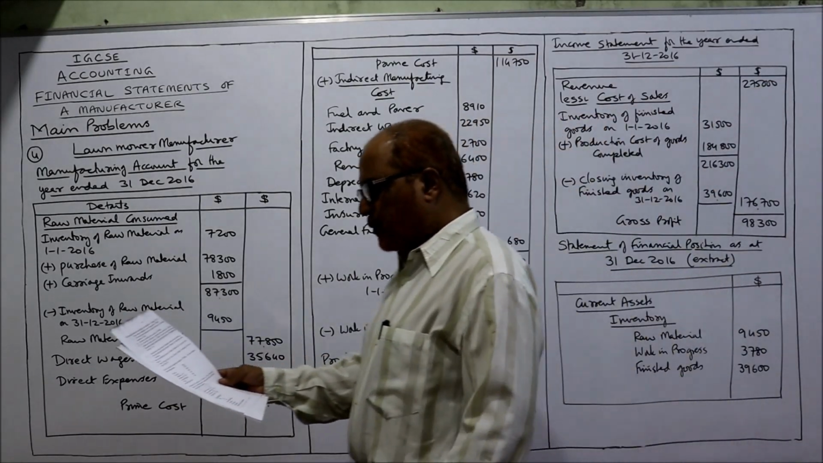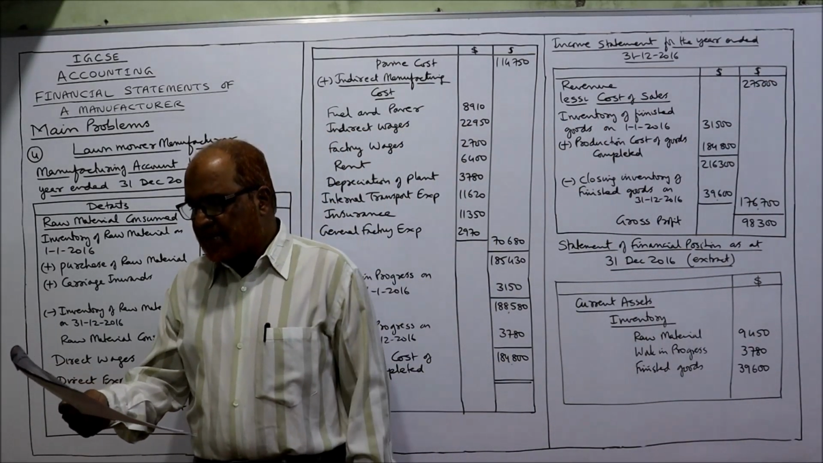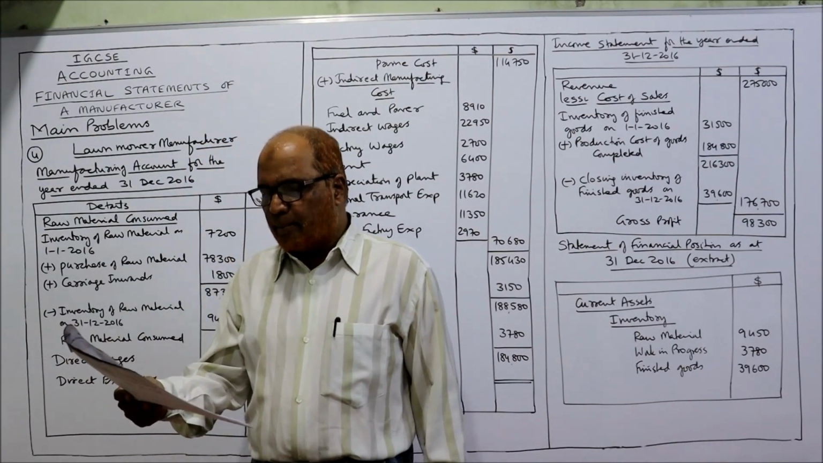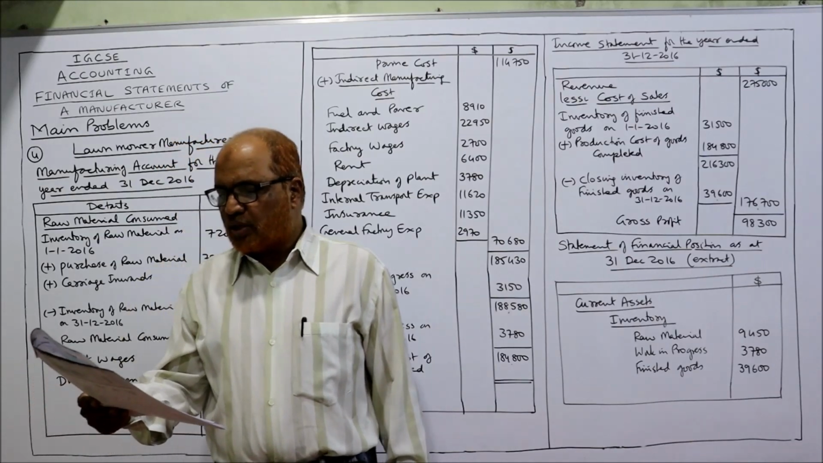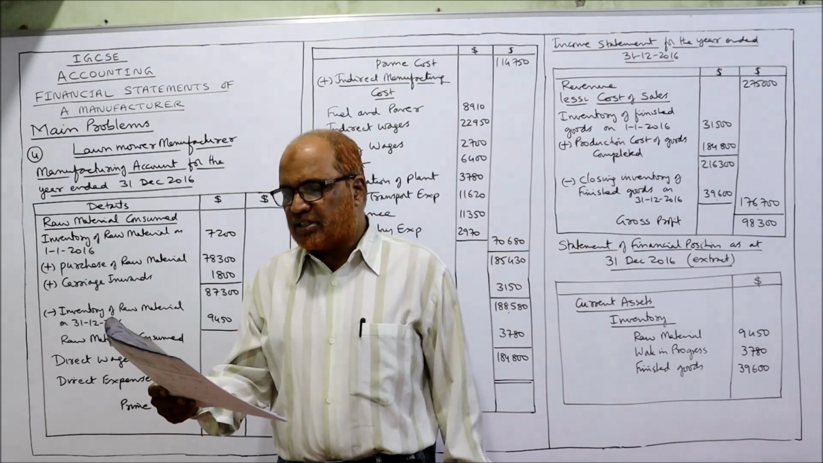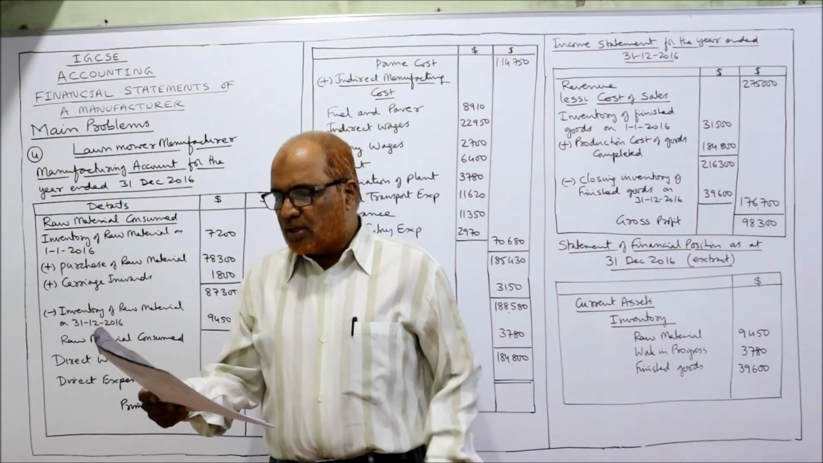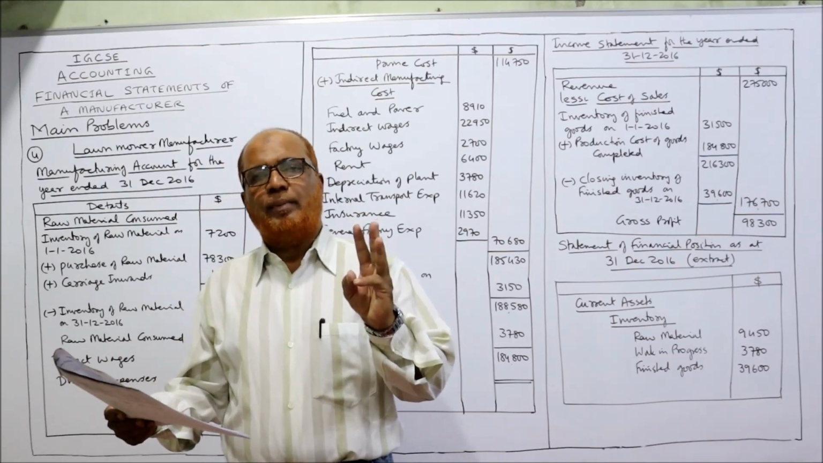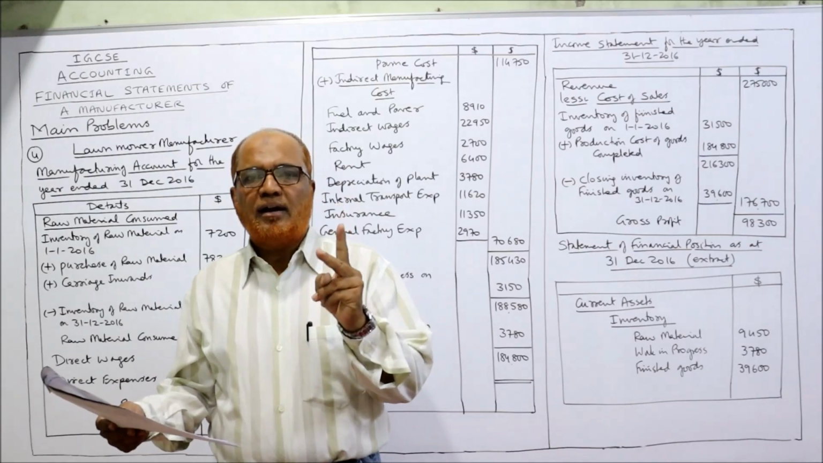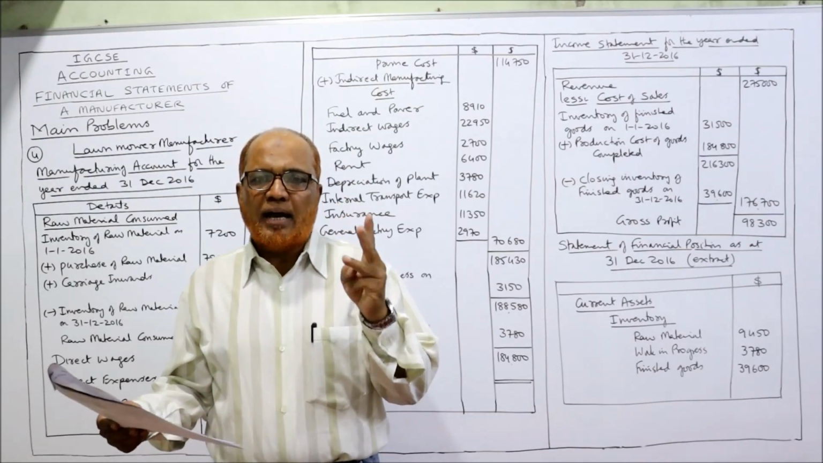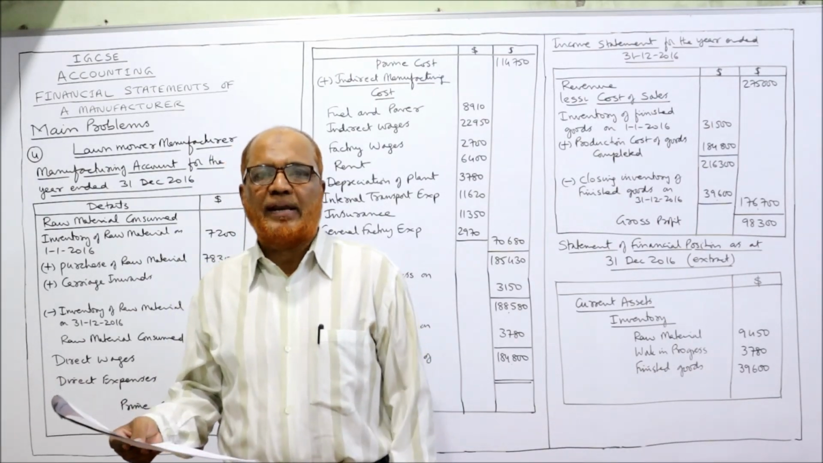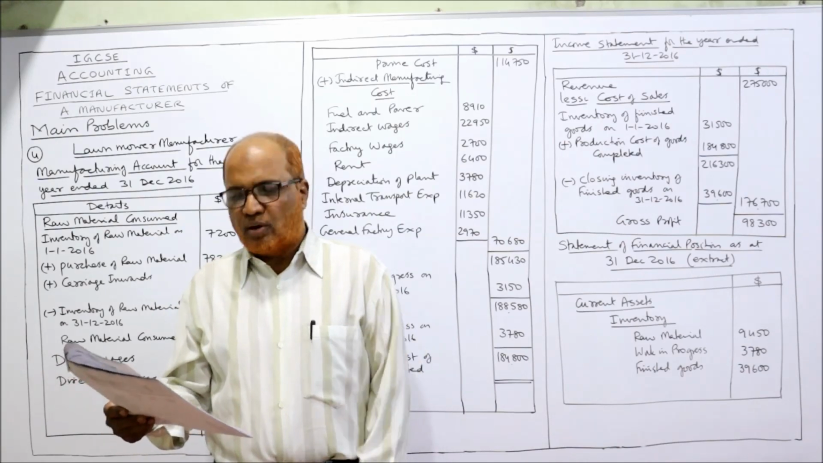Now, see the 4th problem. The following are the list of balances as at 31st December 2016 for a lawn mower manufacturer making manufacturing account. Make a manufacturing account, trading account, and show the items to be taken in the statement of financial position. So from the given information, 3 things you have to make. First of all, you are required to make a manufacturing account. Secondly, you have to make a trading account. And thirdly, you have to show how the items will be shown in the statement of financial position. These 3 things we have to do.